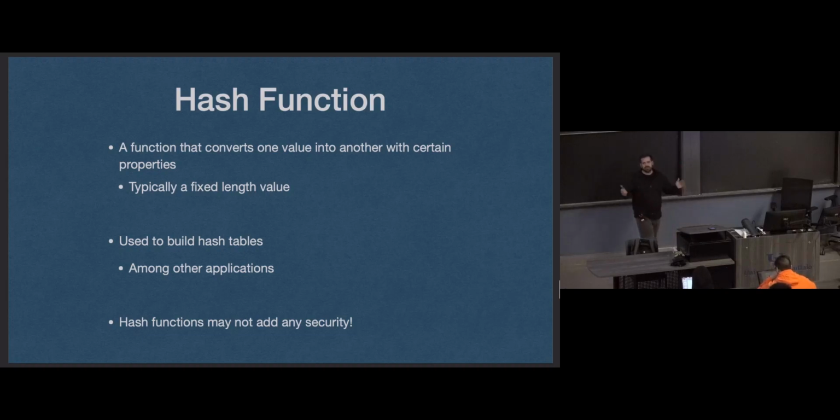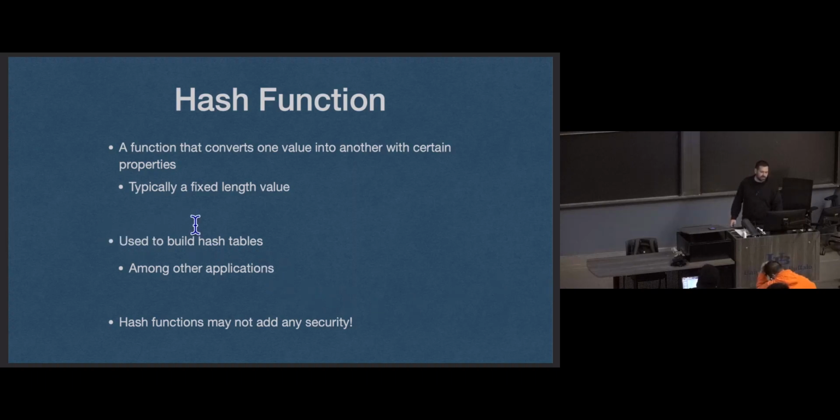The hash functions used for hash tables are going to have some fixed length. If you have a hash table with 10,000 buckets, you want to make sure that the hash function outputs a value between 0 and 9,999. You want to make sure your hash function has that specific property. That's what we want from a hash function.